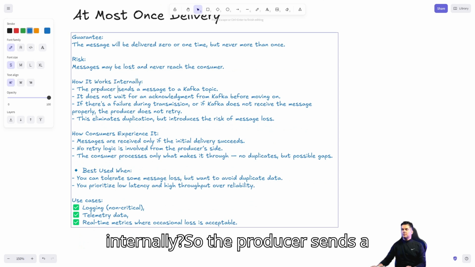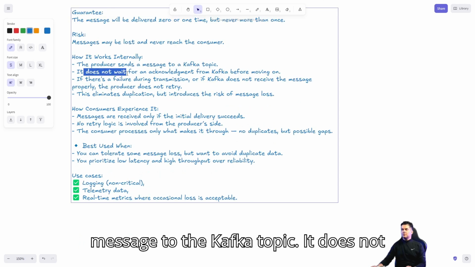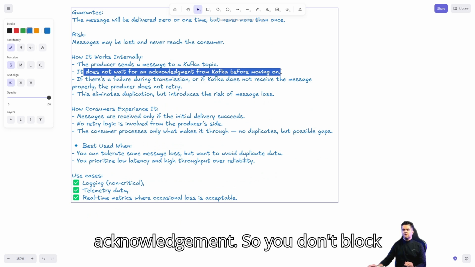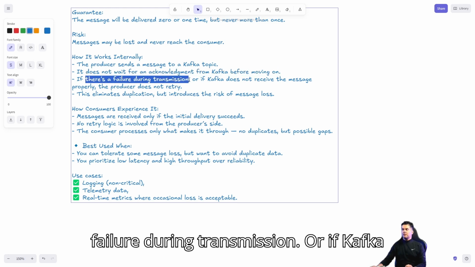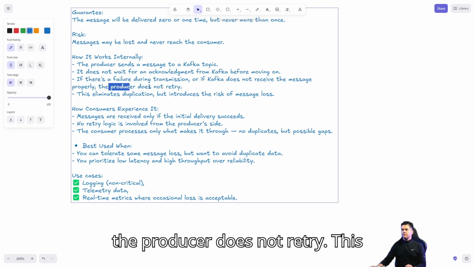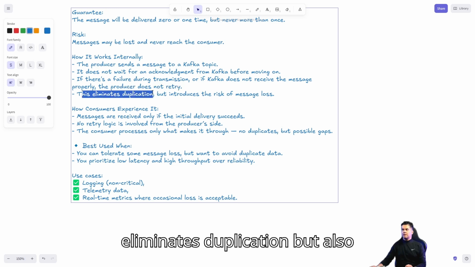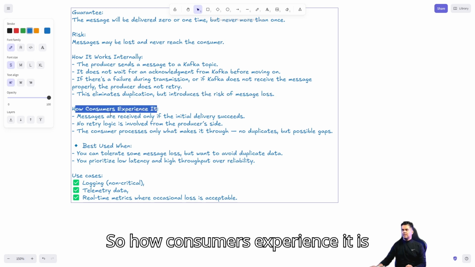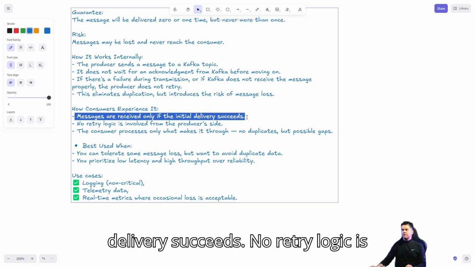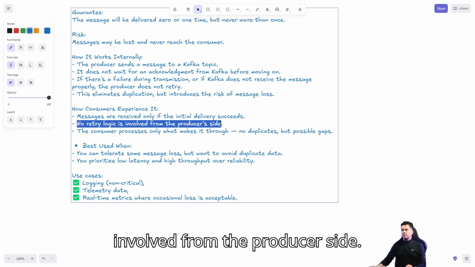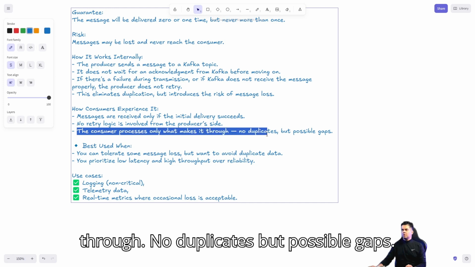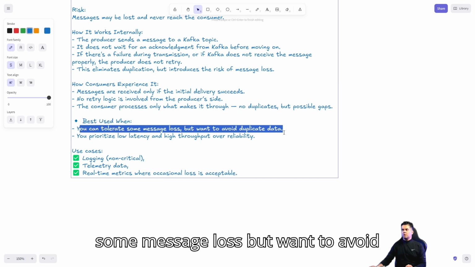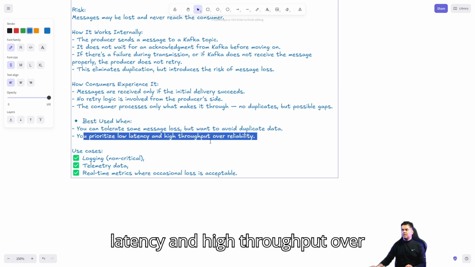How does it work internally? So the producer sends a message to the Kafka topic. It does not wait for an acknowledgement from Kafka before moving on. So there's no wait for an acknowledgement, so you don't block anything. You just keep going. If there's a failure during transmission, or if Kafka does not receive the message properly, the producer does not retry. This eliminates duplication, but also introduces the risk of message loss. So how consumers experience it is, messages are received only if the initial delivery succeeds. No retry logic is involved from the producer's side. The consumer processes only what makes it through. No duplicates, but possible gaps. It is best used when you can tolerate some message loss but want to avoid duplicate data, and you prioritize low latency and high throughput over reliability.